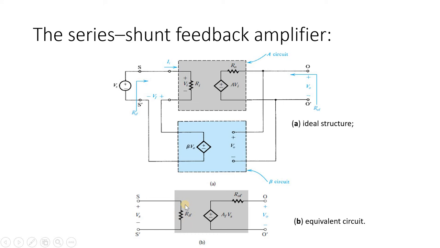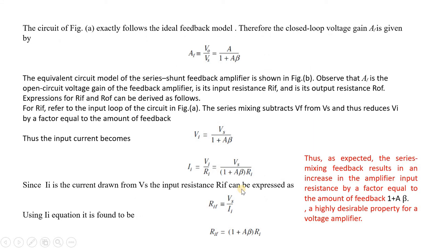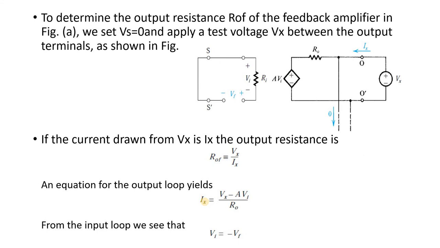In the equivalent circuit, RIF is the input resistance of the series shunt feedback amplifier, where RI is the input resistance of the open loop amplifier. This is how you are going to calculate RIF, and ROF, and what is the gain of the series shunt feedback amplifier. That is the next intention. Starting with the input voltage, input current, and input resistance, if we know these, we can easily calculate the input resistance of the series shunt feedback amplifier, RIF. Next is ROF.